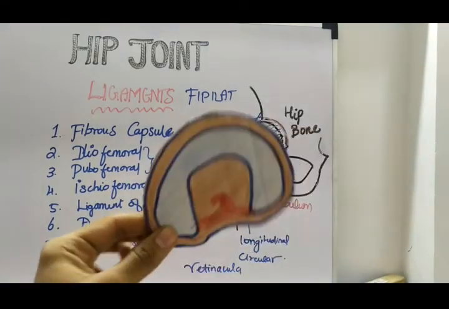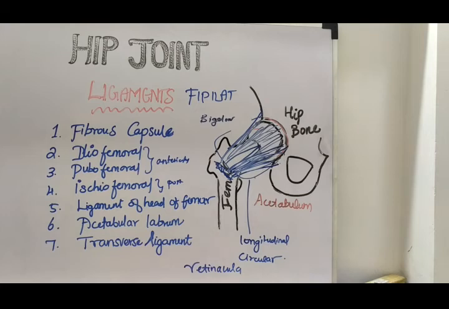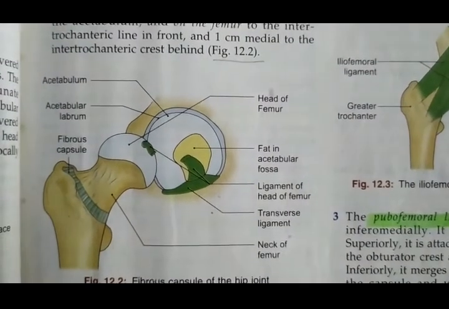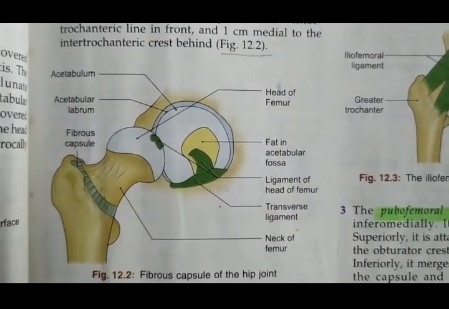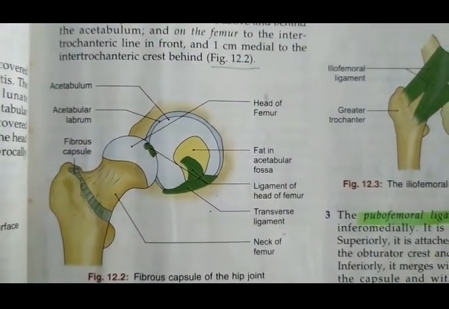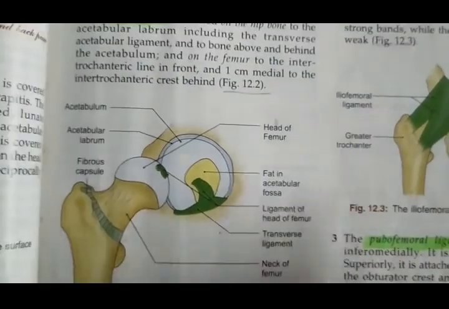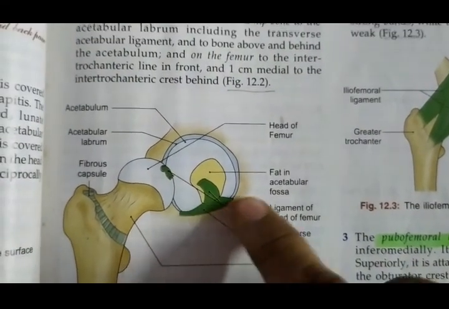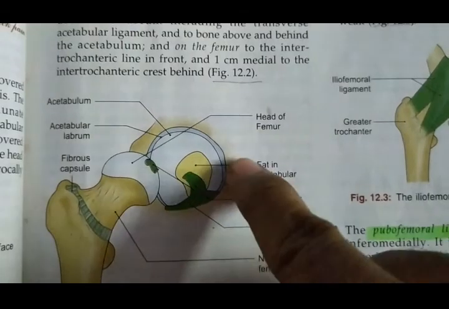And these are the ligaments of the joint. Here you can see the ligament of head of the femur, the transverse ligament and the acetabular labrum, all three.